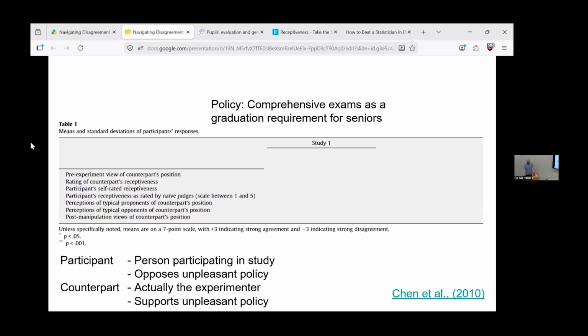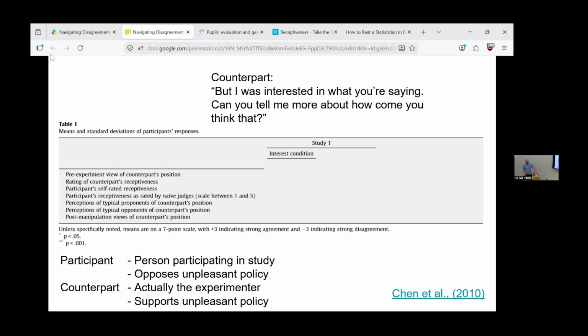So in study one, the unpleasant policy was comprehensive exams as a graduation requirement. So as you can imagine, these undergrads did not want that, so they were opposed. The undergrads were randomly assigned to one of two conditions. In both conditions, the experimenter explains why they support this unpleasant thing, comprehensive exams. In the interest condition, after explaining why they support comprehensive exams, the counterpart says, but I was interested in what you're saying. Can you tell me more about how come you think that?